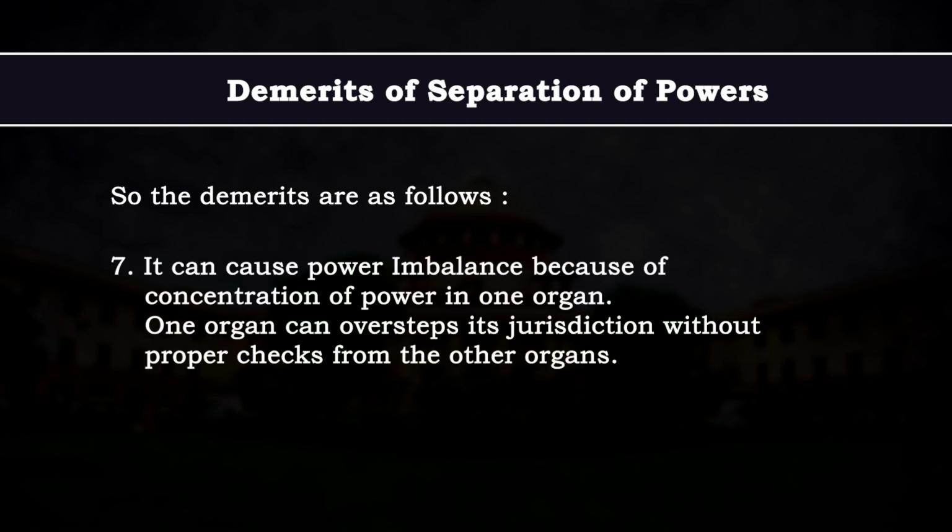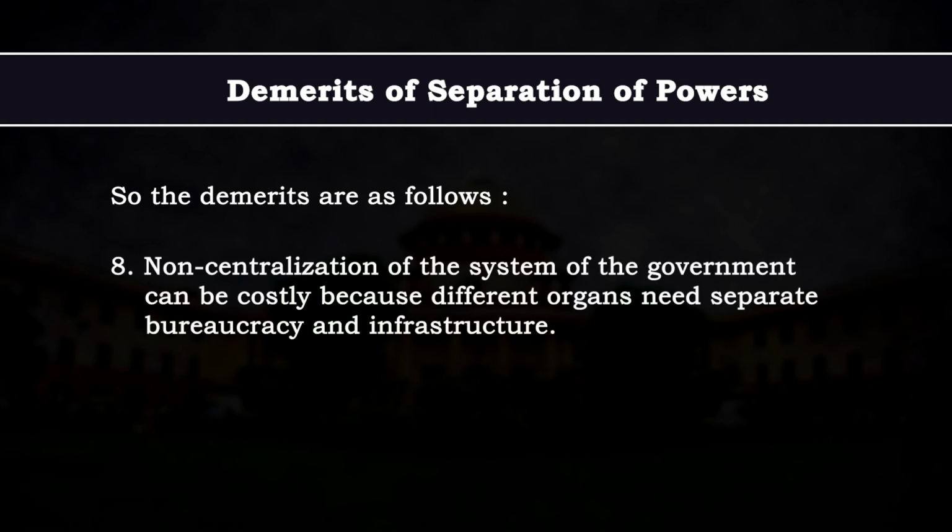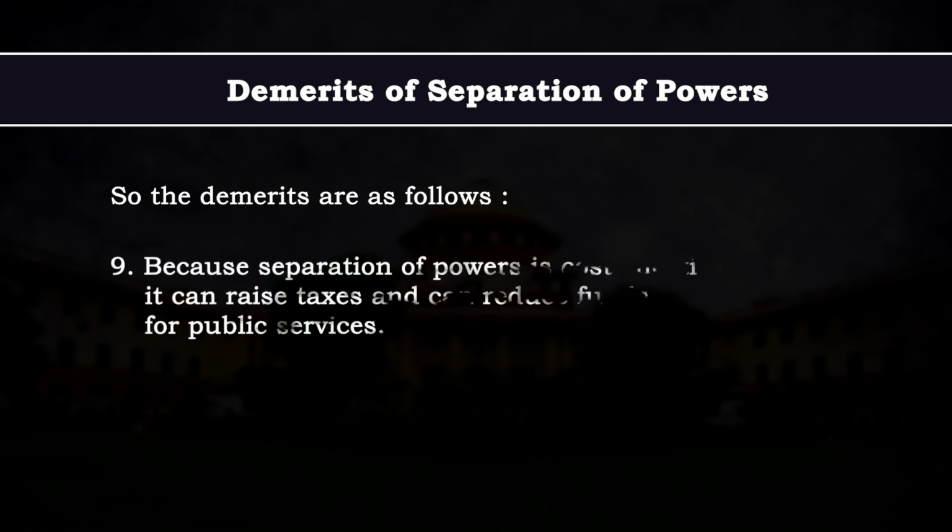Another demerit, it can cause power imbalance because of the concentration of power in one organ. One organ can overstep its jurisdiction without proper checks from the other organs. Next, non-centralization of the system of the government can be very costly because different organs need separate bureaucracy and infrastructure. And last but not the least, because separation of powers is not very cost effective, it can raise the taxes and can also reduce the funds for public services.